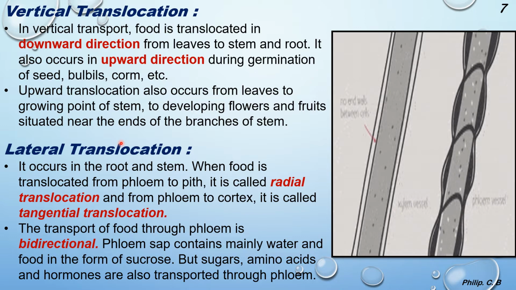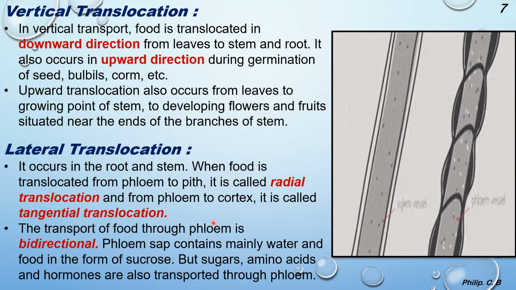Further, the lateral translocation. It occurs in the root and stem region. When food is translocated from phloem to pith, it is called radial translocation. See here the terms again, students. Phloem to pith, if the translocation of food occurs, it is radial translocation. And from phloem to cortex, it is tangential translocation. Here you can just relate to the mathematics part, the term radial, the term tangent or tangential translocation.